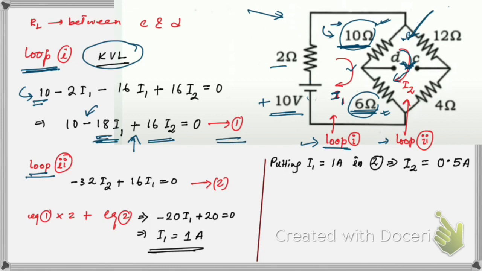Similarly, I have applied KVL in loop 2 as well, and so we have got equation number 2. Solving these two equations, I have got the I1 and I2 currents. I hope you know how to solve these equations. So now let's go to the next slide.